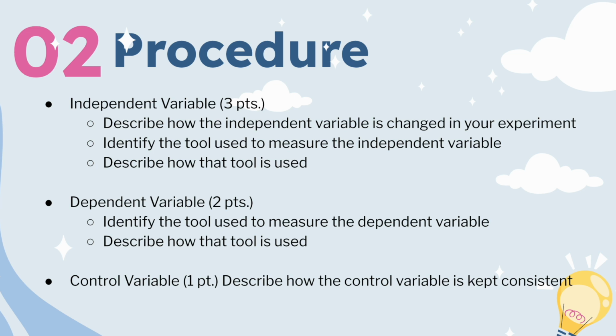So before we look at our last example, let's review what our procedure should have. It should have your independent variable and the tools you use to change and measure it, the dependent variable, which is affected by the independent and how you've measured it, and the control variable.